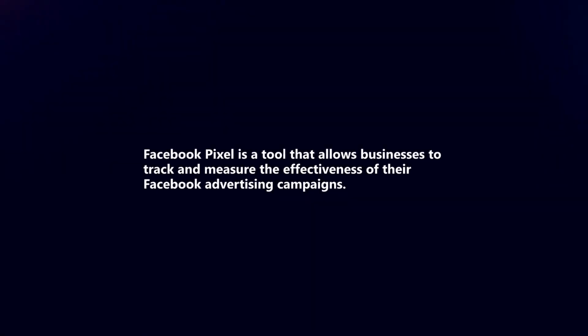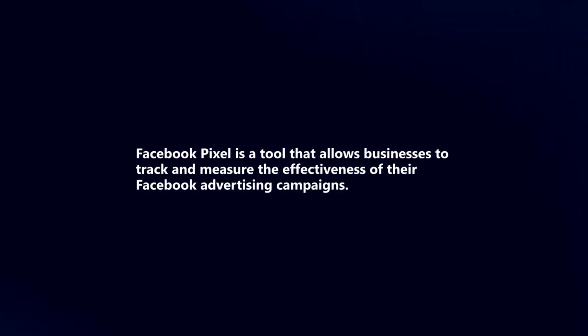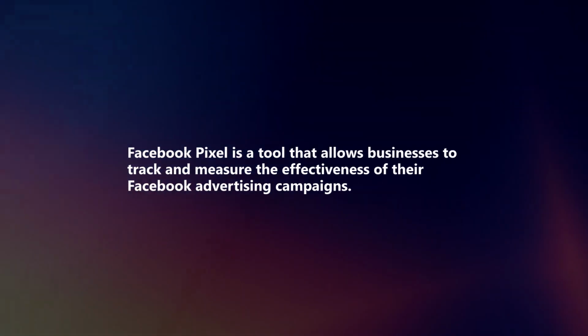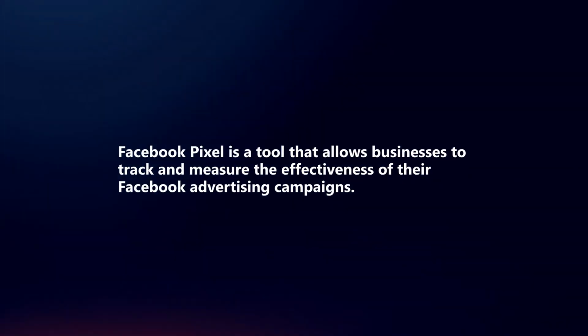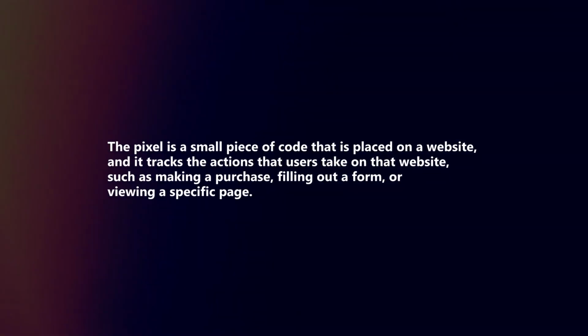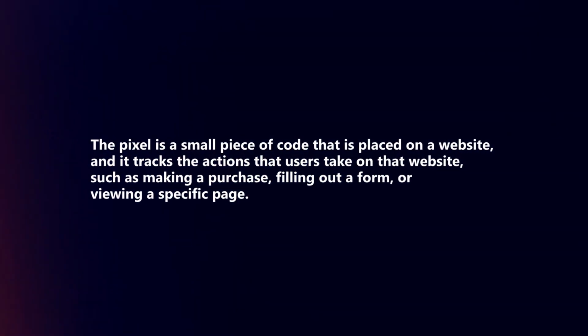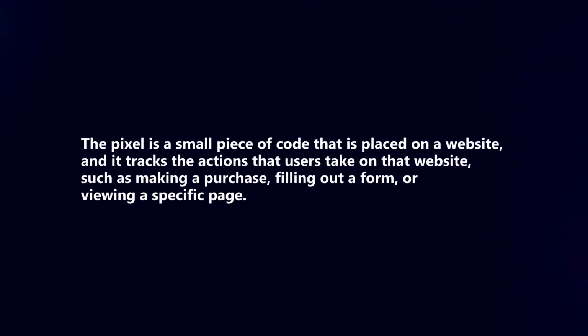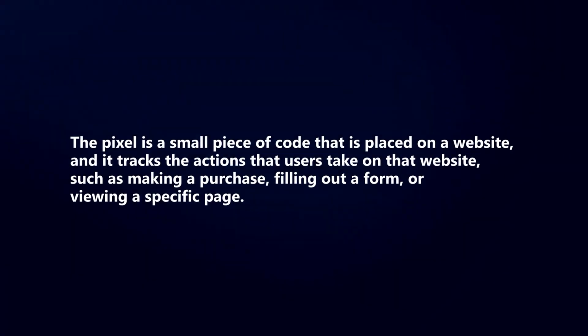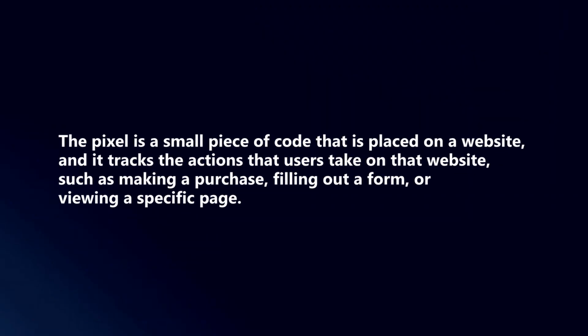Facebook Pixel is a tool that allows businesses to track and measure the effectiveness of their Facebook advertising campaigns. The Pixel is a small piece of code that is placed on a website, and it tracks the actions that users take on that website, such as making a purchase, filling out a form, or viewing a specific page.